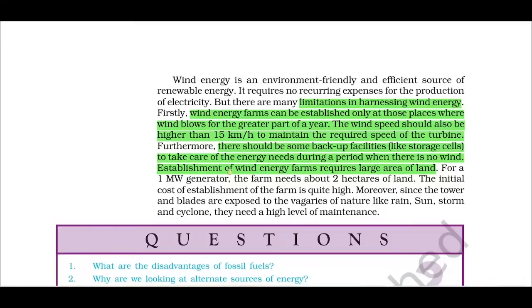The first limitation is that wind energy cannot be established at all places, only at the particular places where the wind blows with a speed of 15 kilometers per hour. There should be some backup facilities like storage when there is no wind, and also establishment of wind energy farms requires large area of land, and also they need a high level of maintenance. Maintenance is also very high.